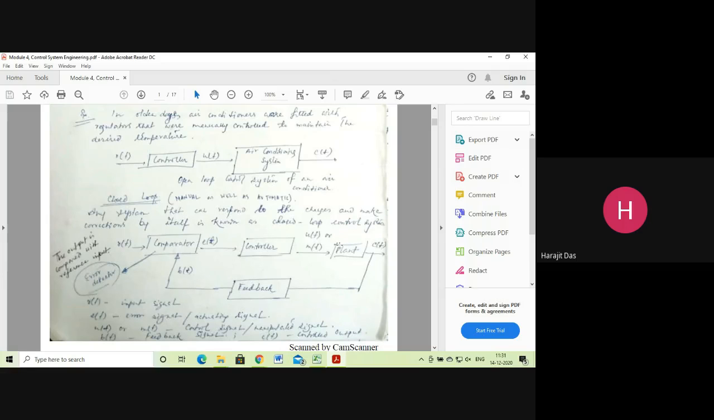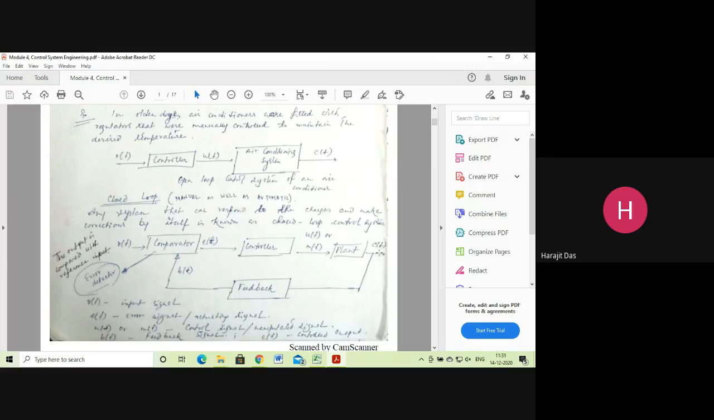If it is a refrigeration system, then the processing system will be the plant, where the evaporator, heat exchangers, and all those processing devices will be there. So U(t) is the actuating signal, and it will give the output. When you give an input of 20, let's say 20 degrees centigrade, with an error signal of 2 degrees centigrade, it will produce an output of 18 degrees centigrade.